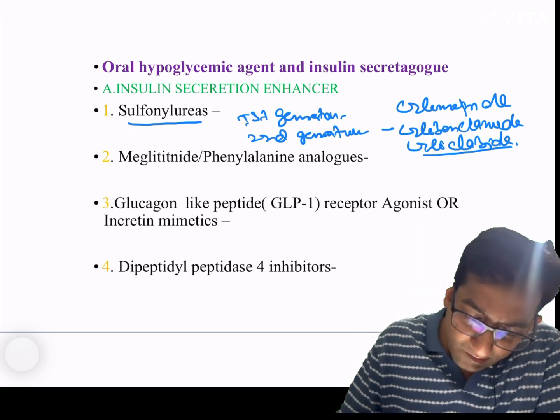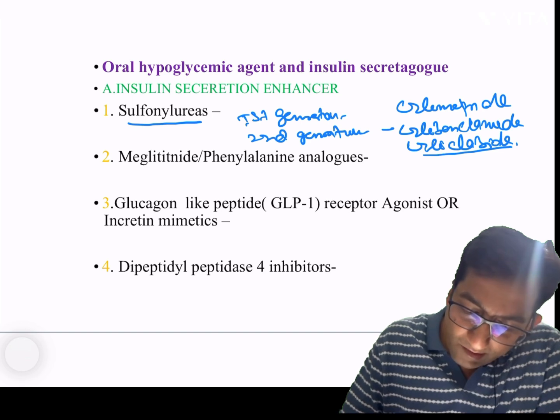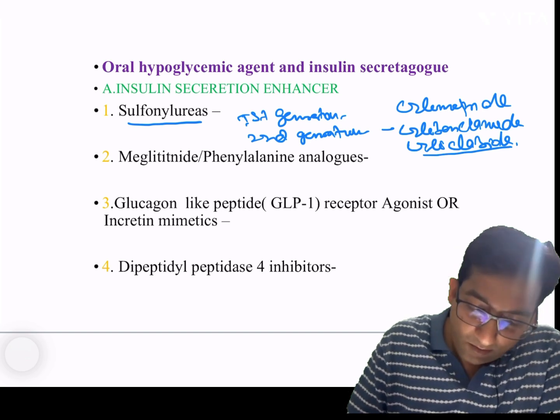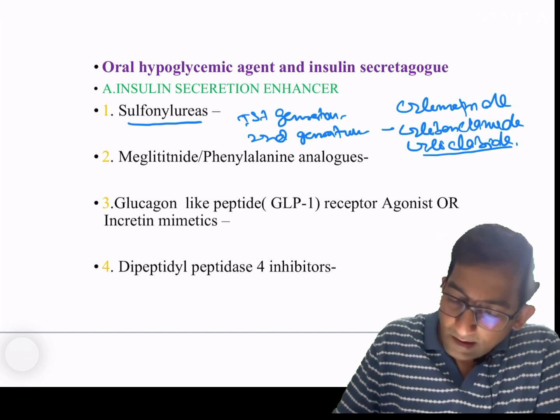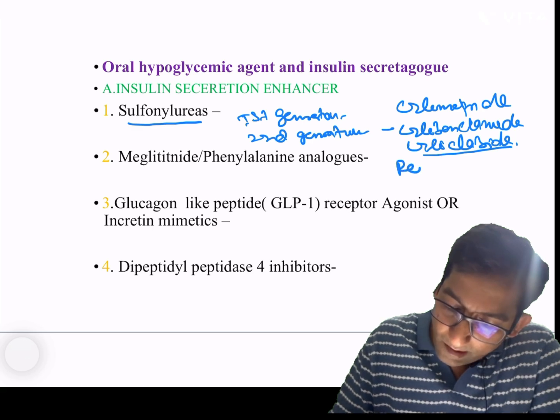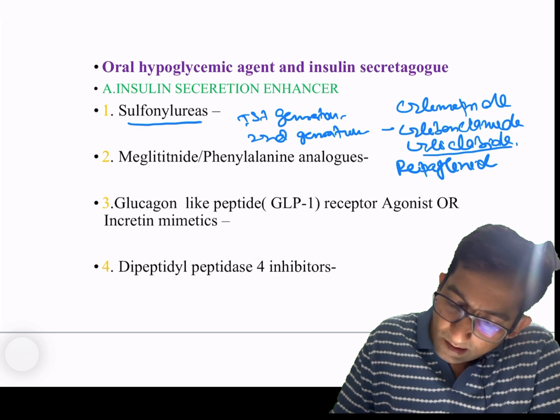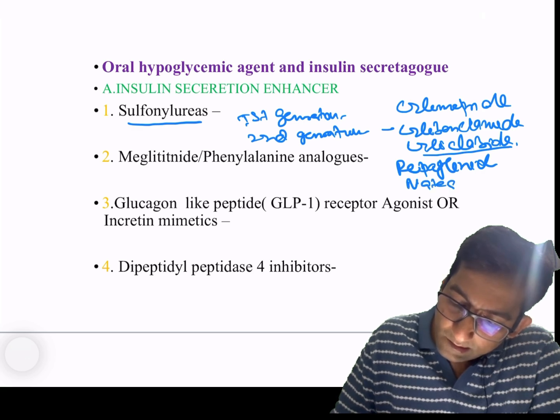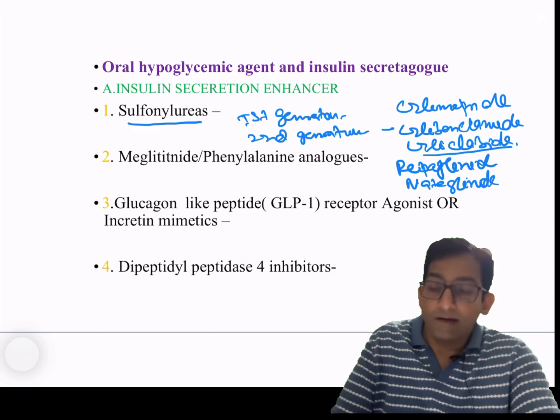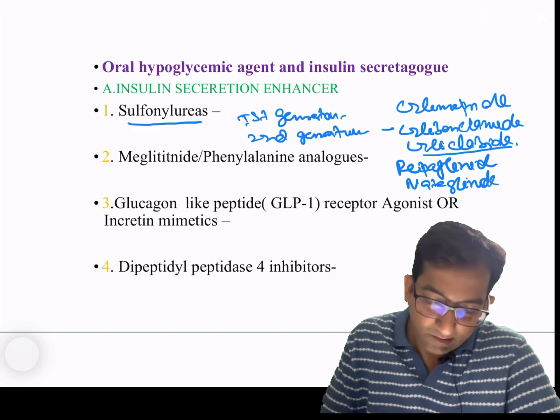Now, the second category of drugs is called phenylalanine analogs or meglitinides, like repaglinide and nateglinide. RN: R stands for repaglinide and N stands for nateglinide.